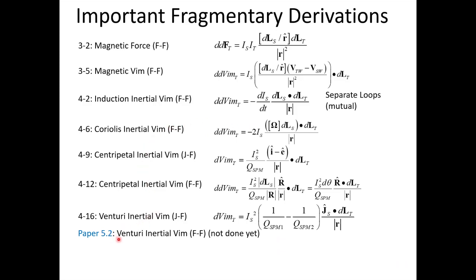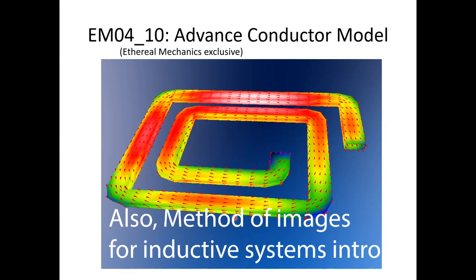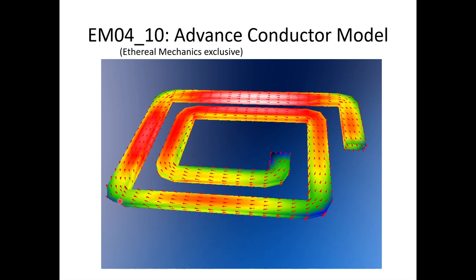Now, I realize I should have developed a fragment-to-fragment version, so we're going to make that something to be done in the 5.2 paper. It's very easy. You can just follow the derivation. It's not a hard derivation to do. Okay, then in video number 10, we have the advanced conductor model, which shows you all the effects you have to consider at the corners, at the edges, for a conductor model, and the different methods of modeling conductors, whether it be solid wire modeling or fragmentary modeling, and which is best to use under which circumstances.